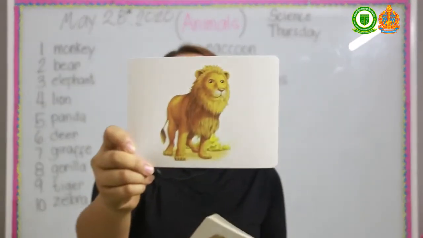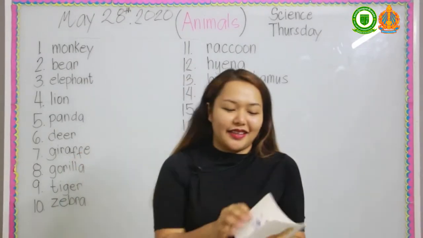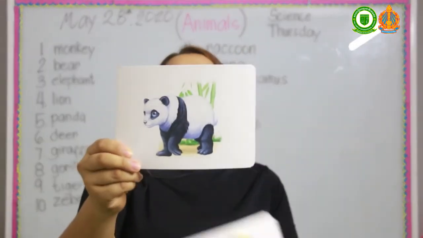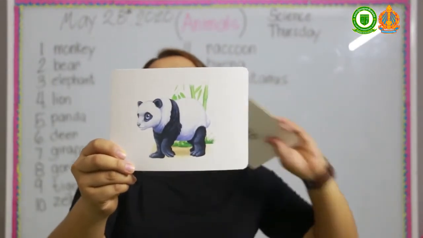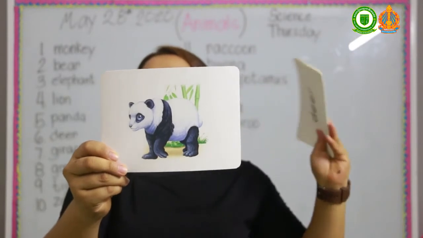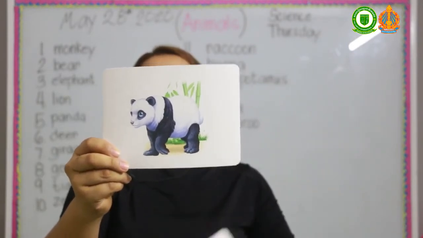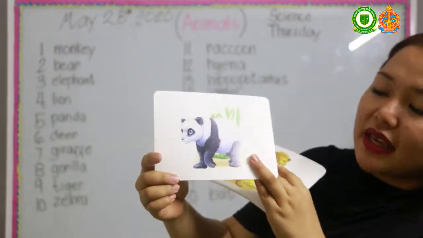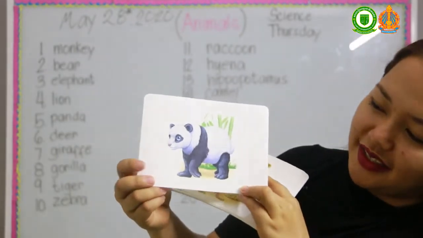Okay, that's why they are dangerous, because they can eat humans, right? So that's lion. Next we have your panda. Oh, I like panda. Panda. Okay, this is a panda. There are very few pandas around the world, so we can just count the number of pandas around the world, so we need to take care of them. So if you see a panda, you will be very lucky, kids.